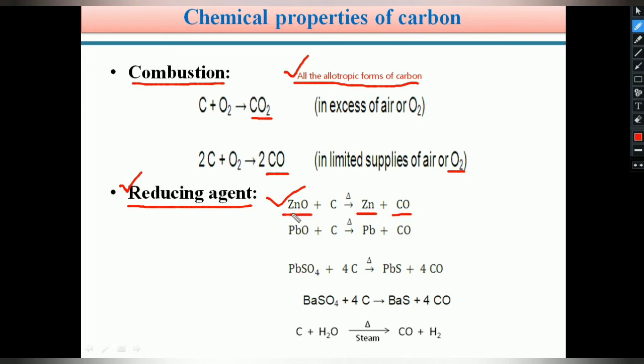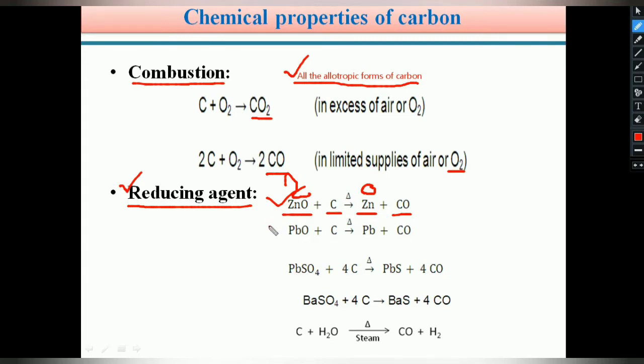Students, in zinc oxide, the oxidation number of zinc is +2. After reacting with carbon, it forms zinc metal. In this state, the oxidation number of zinc is 0, whereas in zinc oxide, the oxidation number of zinc is +2. So here carbon clearly reduces zinc oxide into zinc. Therefore it acts as a reducing agent.